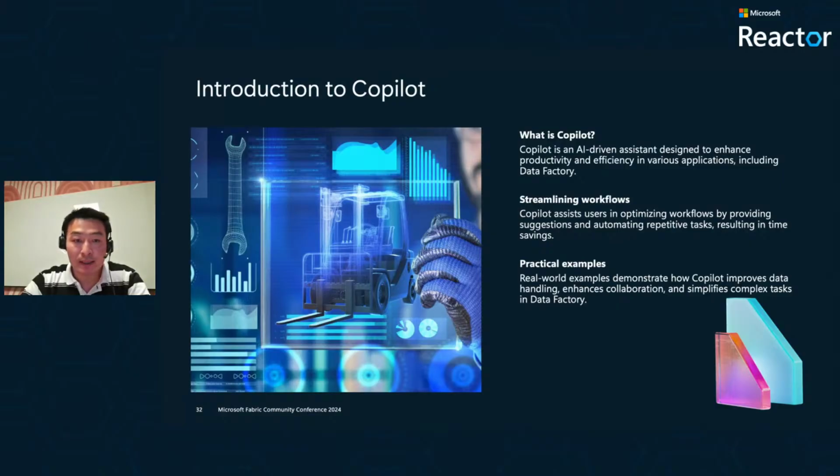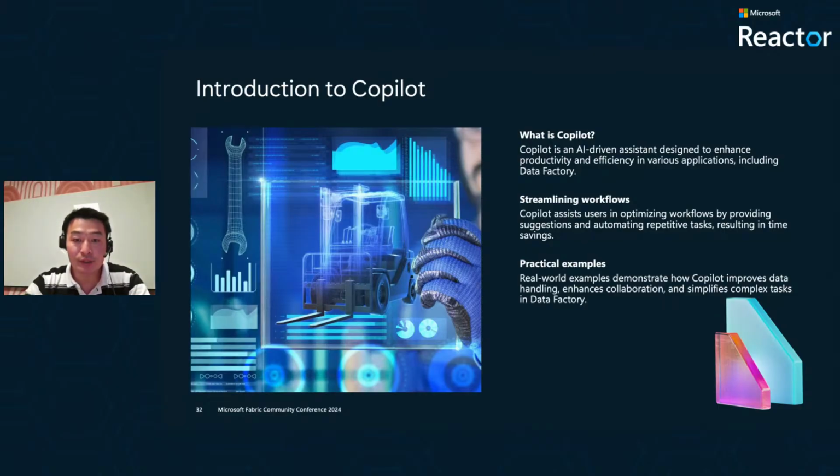Here we can see basically Copilot is an AI-driven assistant that enhances your productivity by providing suggestions or automating any of your tasks. So it will be working closely with you side by side to make you very productive and help you to be more successful when you create your data integration solution. It can improve a lot of things, including data handling, collaboration, or simplifying complex tasks.